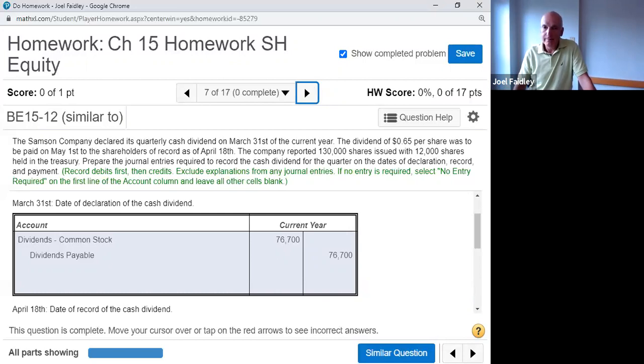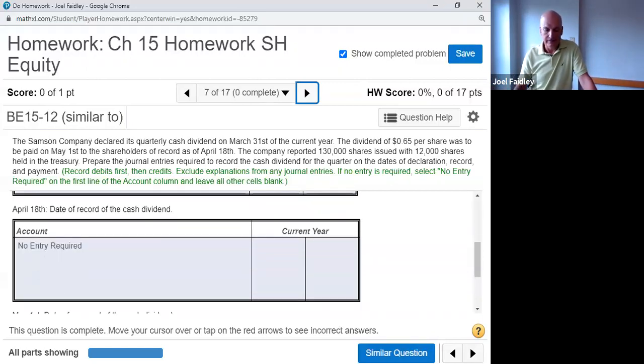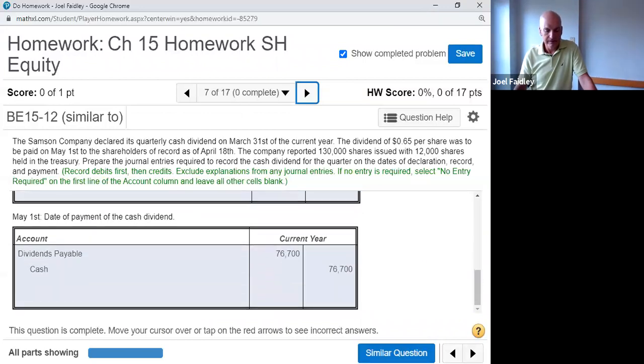And so there's my debit to dividends common stock. And again, that is the same thing as retained earnings. You are reducing retained earnings. They just use a different account title, dividends common stock. It is an equity account. And then there's my dividends payable. This is when the dividend is declared. The liability, the obligation is determined when the board of directors declares that dividend. No entry at the date of record or ex-dividend date. And then at the date of payment, reduce that dividends payable to 0 and take it out of cash.